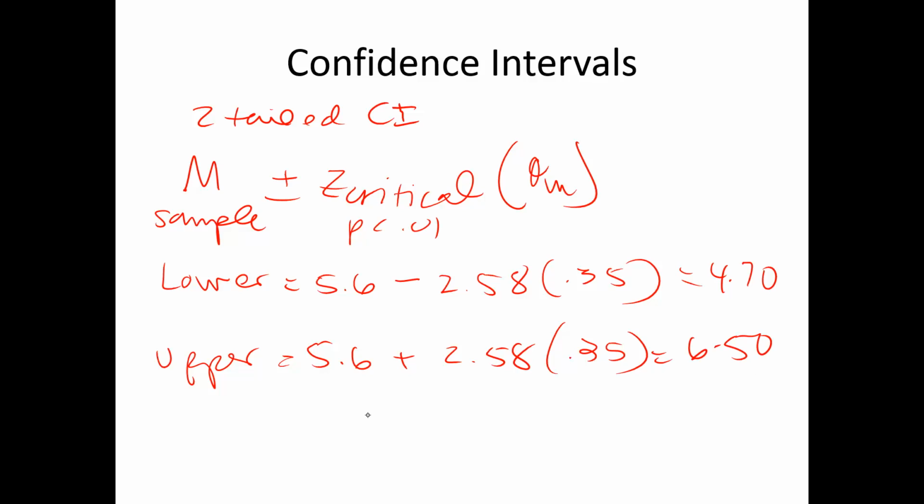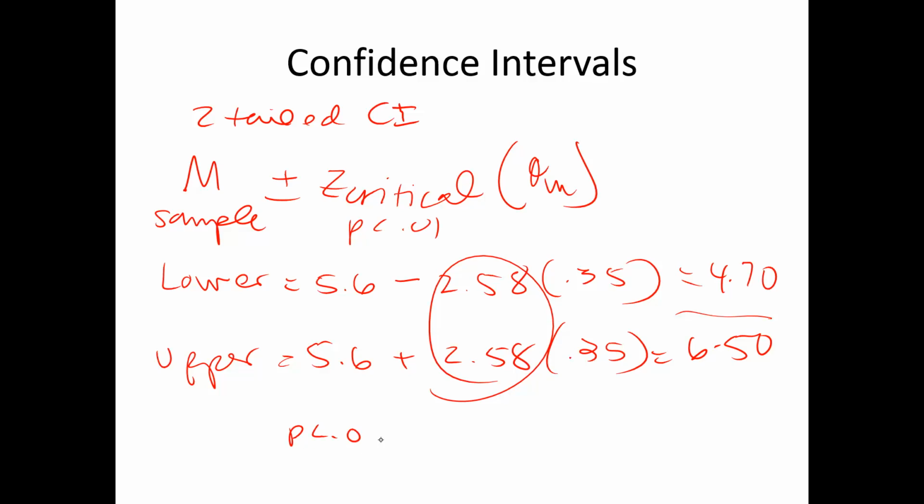So if the mean is 5.6, it needs to be in the middle here. So it has to be an equal number on each side, and the lower one should be smaller. It might be more negative, but it should be lower than the sample mean, and the upper one should be higher than the sample mean.